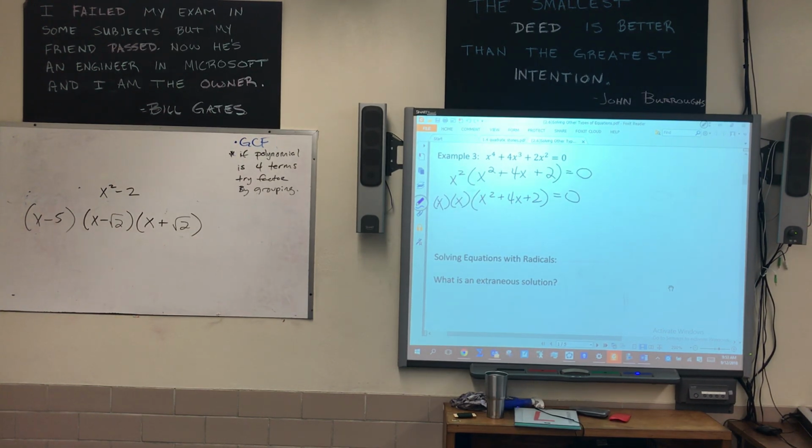I try the product-sum technique. 2 numbers multiplied together are going to be 2, have to add to 4. Do those exist? Nope. Okay, so I can't use that. So that kind of just brings me to what other option?